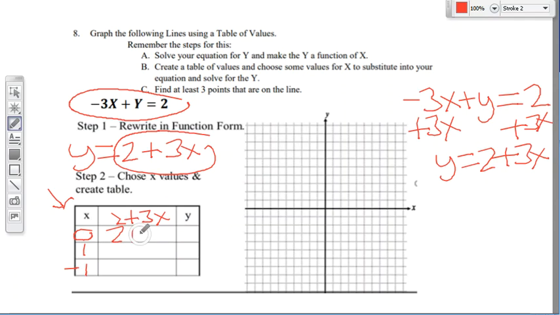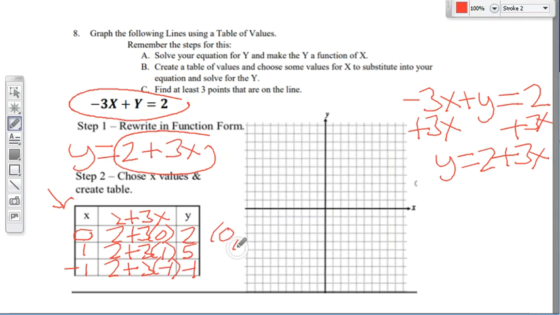So 2 plus 3 times 0. 3 times 0 is 0. 0 plus 2 is 2. So when the x is 0, the y is 2. Let's do 1. So 2 plus 3 times, instead of the x this time we're plugging in 1. 3 times 1 is 3. 3 plus 2 is 5. When we plug in negative 1, 2 plus 3 times negative 1. 3 times negative 1 is negative 3. Negative 3 plus 2 is negative 1.